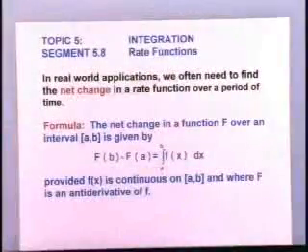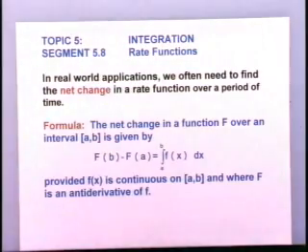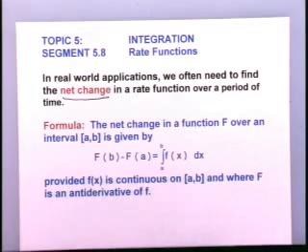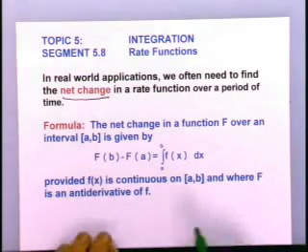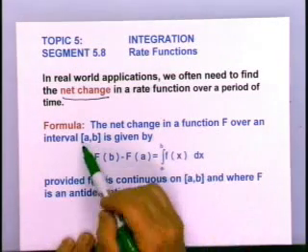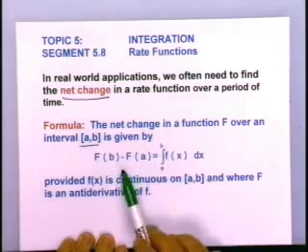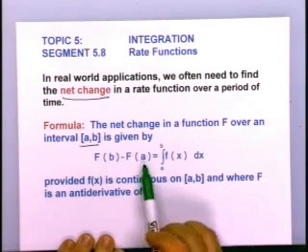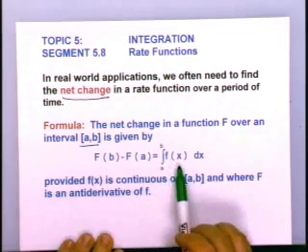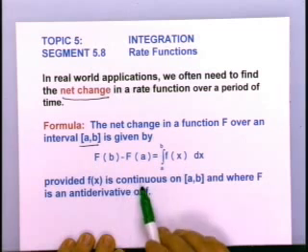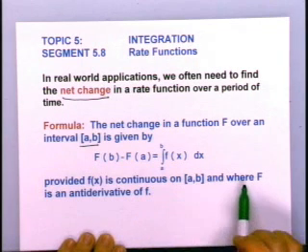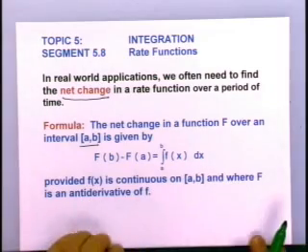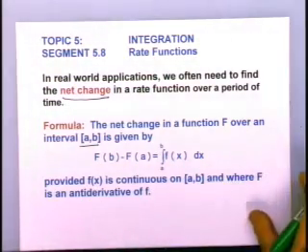In real-world application problems, we often need to find the net change in a rate function over a period of time. The net change in a function over an interval [a, b] is given by the definite integral: F(b) minus F(a) equals the integral from a to b of f(x) dx, provided that the function is continuous on the interval and where capital F(x) is an antiderivative of the function. Let's look at an example.